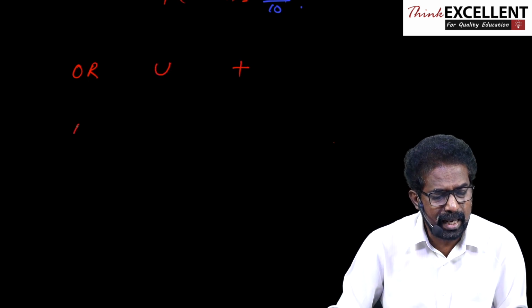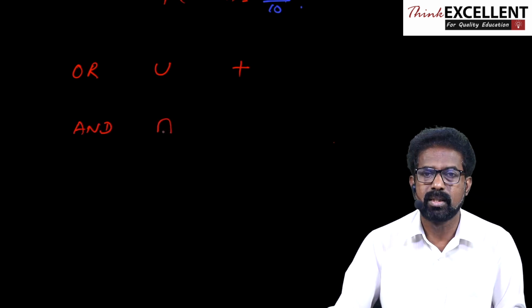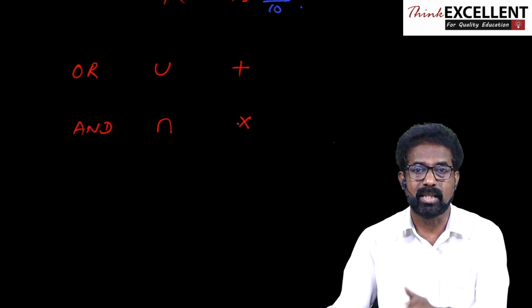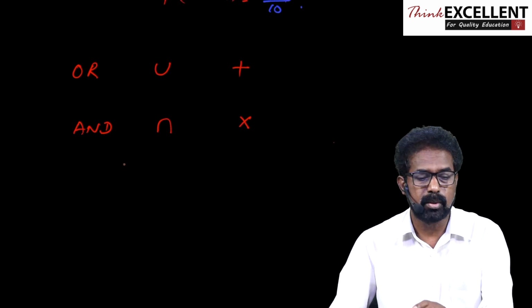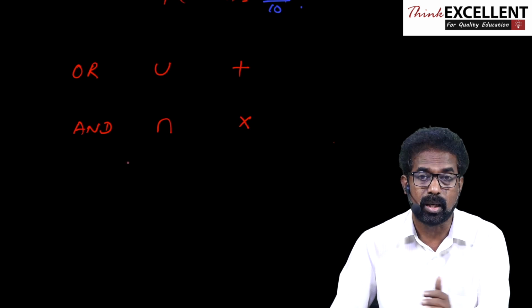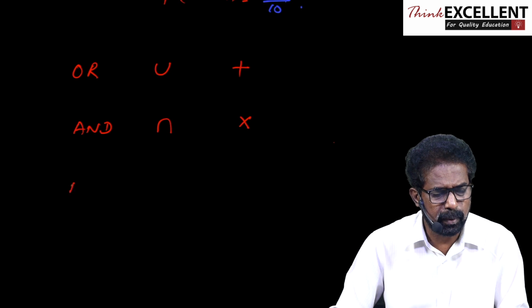Same way, when and comes, if it is sets, you take intersection. If it is numbers, you have to multiply. Coffee and tea, A intersection B you have to do. So for numbers, you take multiplication. You are getting divisible by 3 and divisible by 2, then you have to multiply. Now, another very important thing, at least.